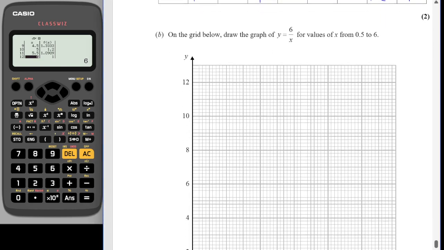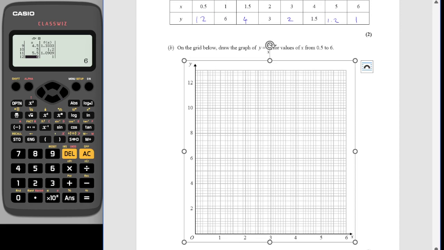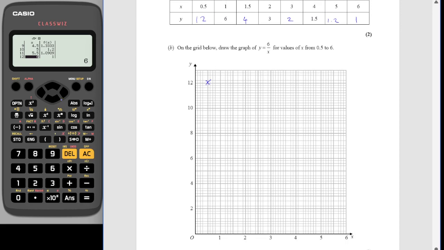On the grid below, draw the graph. So we want to put that information onto our graph then. So 0.5 and 12 is going to be there. 1 and 6 will be there. 1.5 and 4 is going to be there. We've then got 2 and 3, which would be there. We've then got 3 and 2. We've then got 4 and 1.5. That would be about there. And then we've got 5 and 1.2, which is going to be there. And then finally 6 and 1.